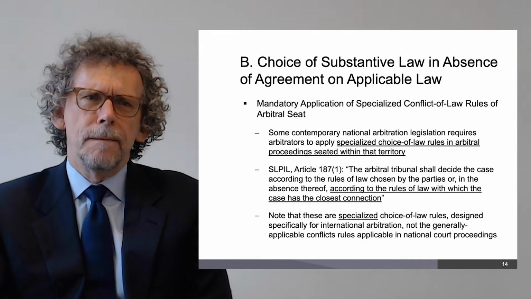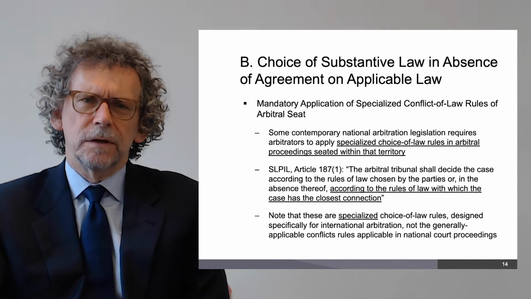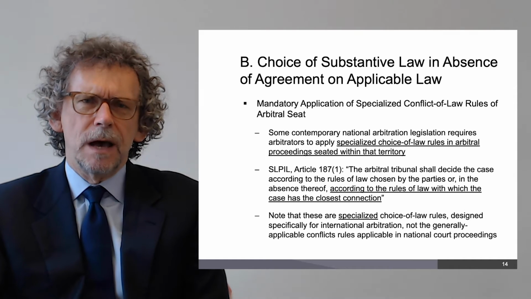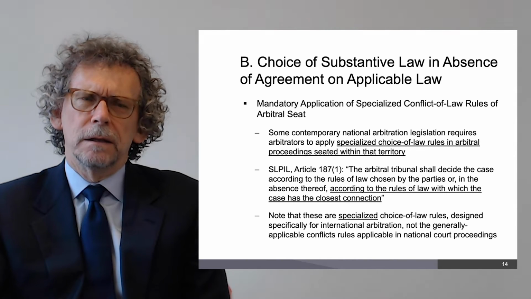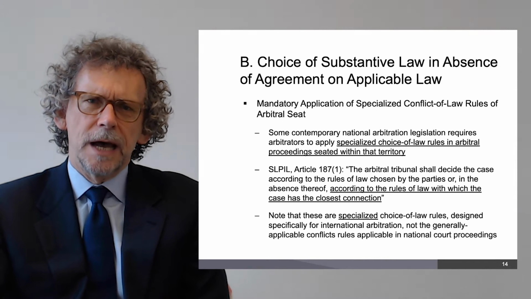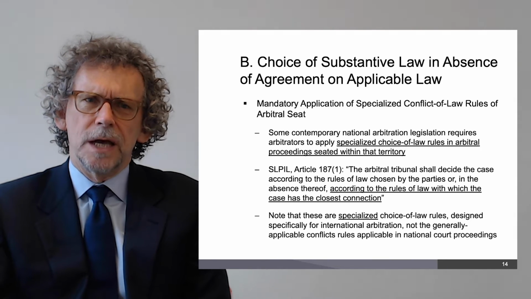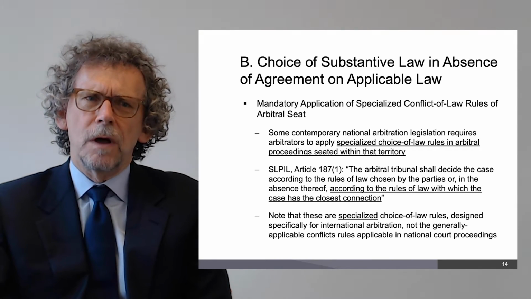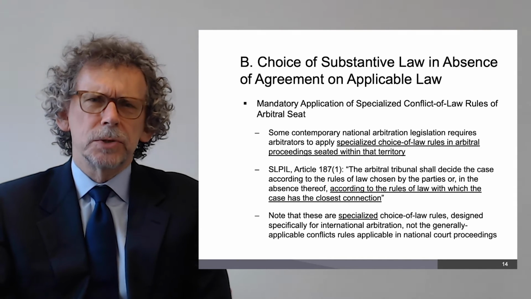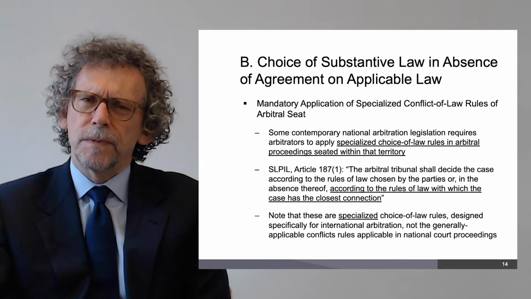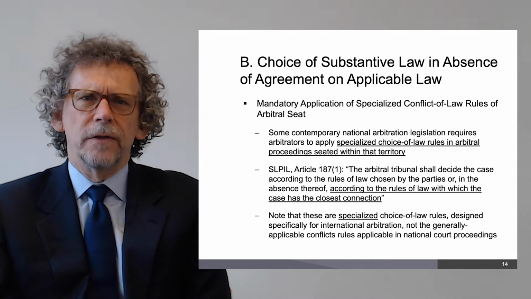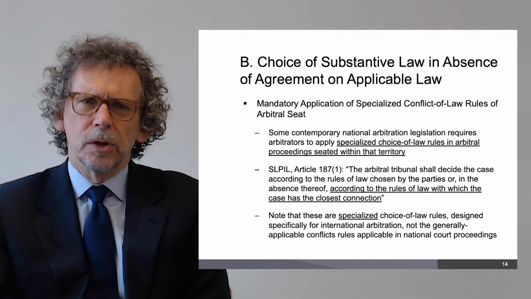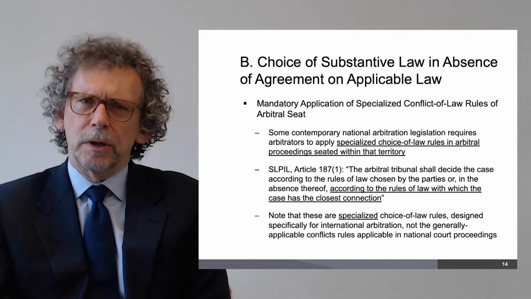A third approach, the mandatory application of a specialized conflict of laws rule of the arbitral seat, is fairly common. We can see it, in fact, in the approach of the UNCITRAL model law and in the Swiss law on private international law, Article 187, subparagraph 1 on the current slide. The arbitral tribunal under the Swiss law on private international law is required to apply the rules of law with which the case has the closest connection, a closest connection standard that is a specialized standard designed specifically for international arbitration seated in Switzerland.